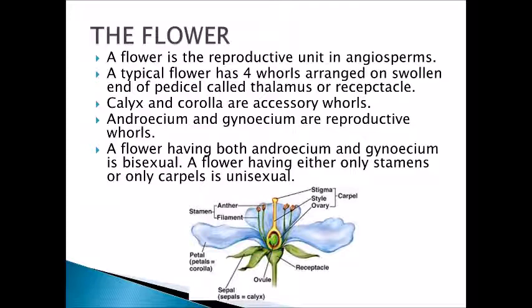Androecium and gynoecium are reproductive whorls. So here these stamen, then the ovary, style, stigma, this carpel structure, this part is the female reproductive part. A flower having both androecium and gynoecium, such a flower is called as bisexual flower, whereas a flower having either only stamens or only carpels is called unisexual flowers.